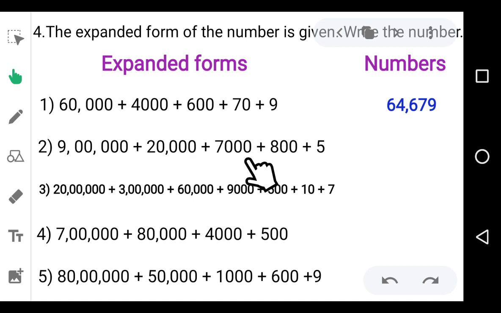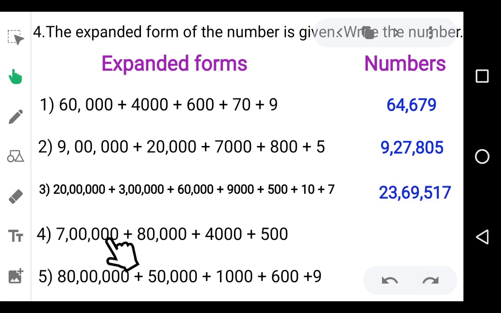Second one. Second is 9,20,000, 7,805. There is no tens, so we put 0 in the tens place. See, 9,27,805. Next is 20 lakh, 3 lakh, 60,000, 9,510, 7. So this will become 23,69,517.